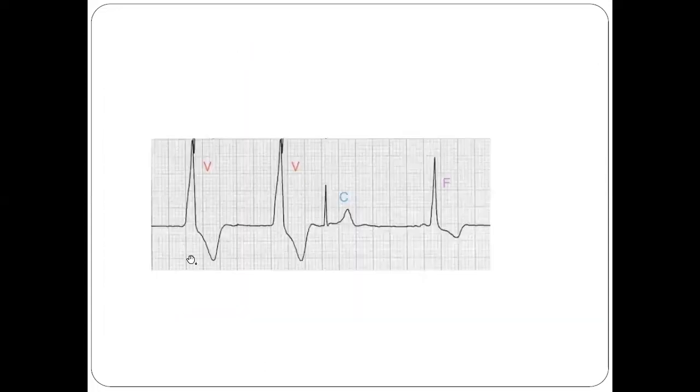So what are fusion and capture beats? A capture beat is when, in between the ventricular beats, there is a normal PQRST. And a fusion beat is a mixture of the normal R wave with the ventricular ectopic. The fusion of both of them is called a fusion beat.